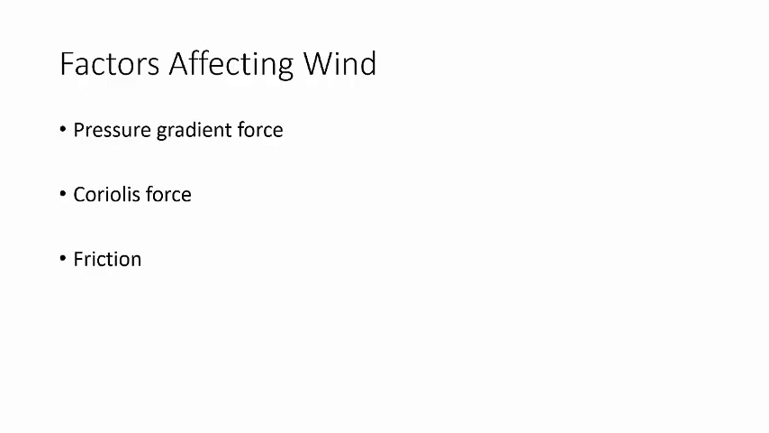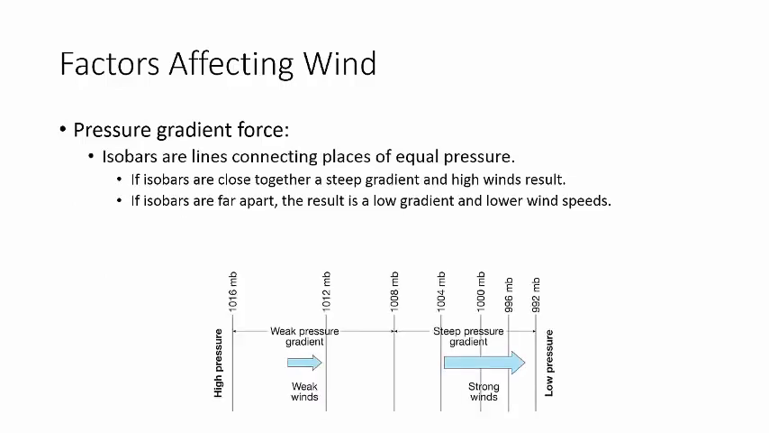Okay, so there's three main factors that actually affect the wind the most. The first is the pressure gradient force, the second is the Coriolis force, and the last one is friction.